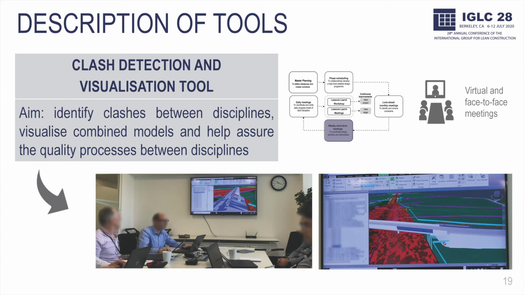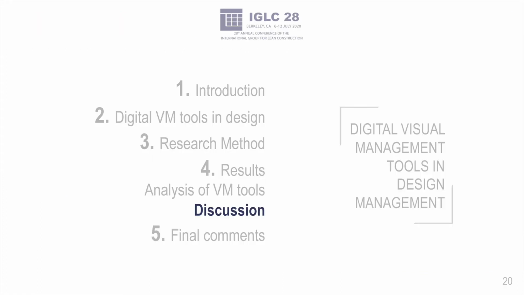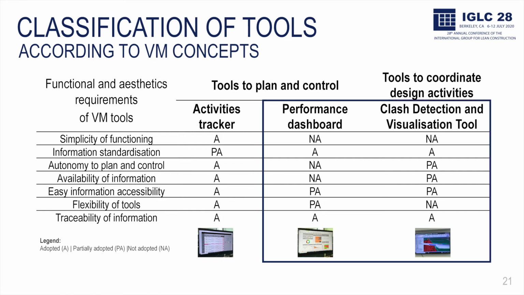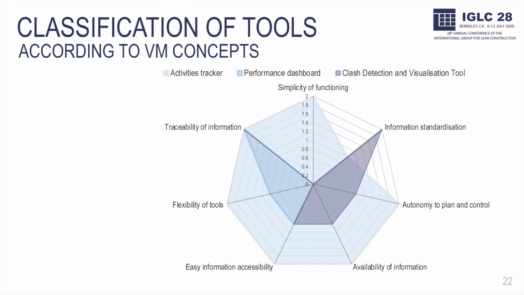The combined model is adopted as a visualization tool and drives the design decisions during the weekly meeting. So, considering those VM tools, the VM concepts, and the taxonomy presented before, the following analyses were done. The Activities Tracker tool can be classified as a tool that adopts most of the VM concepts. By contrast, the other tools lack the application of some VM concepts, such as autonomy, information availability, and information accessibility, for example. This chart illustrates clearly this relation between the VM tools and concepts.